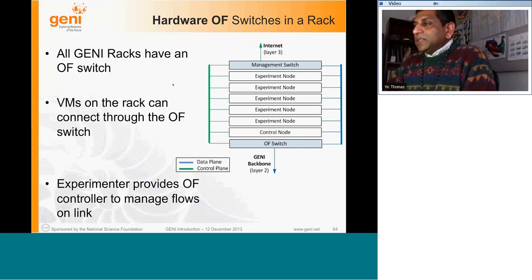So there are different ways in which you can use the hardware switches in GENI. As I mentioned earlier, every rack has an OpenFlow switch. The VMs on the rack can connect through this OpenFlow switch, and you can provide a controller to control the links between these VMs. That's a very simple way of using a hardware switch. Your experiment is living in the rack, and you're using OpenFlow to control the links between these VMs on the rack.